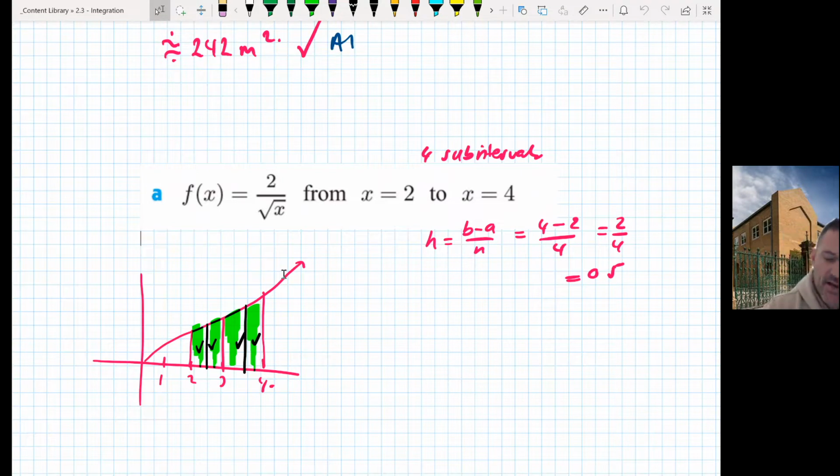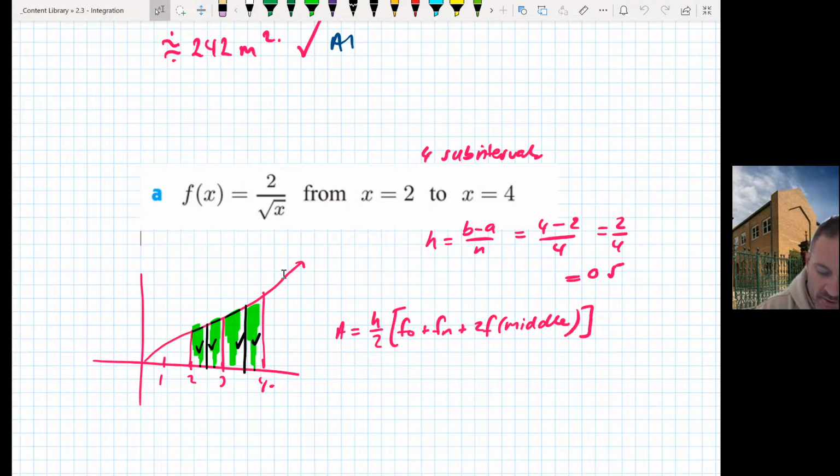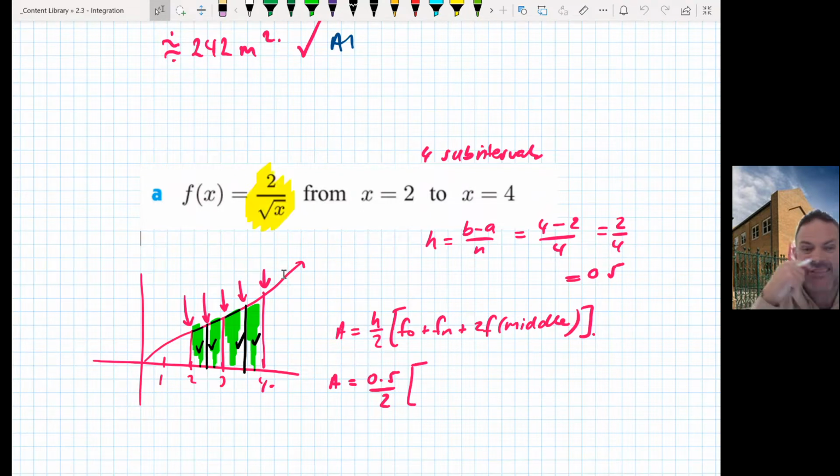Nice and easy. Now, the only other hard thing about this question, and why I wanted to do it, is when you use the rule, h on 2 times the function of the first plus the function of the last plus 2 times the functions of all the middles, they don't give you the y values. Okay, there's my h on 2. Now, we aren't given any of these values here. And that's what makes this question a bit more challenging. But what we do know is that the function is given by 2 divided by root x.